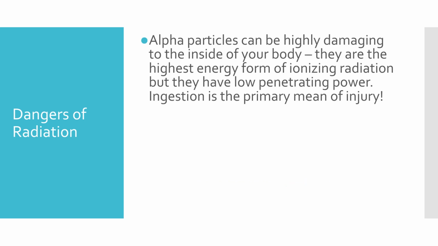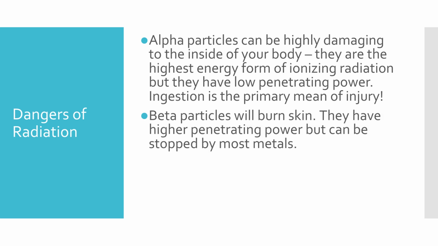So alpha particles are highly damaging to the inside of your body. They have the highest amount of energy because they're really big, but they have low penetrating power. They can't get through much. So the way one gets injured from alpha particles is if you eat something that emits alpha particles, because those alpha particles will get absorbed by the very delicate internal structures in your body and give it lots of energy and essentially burn you from the inside.